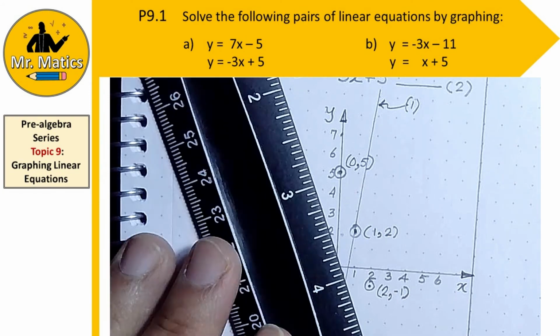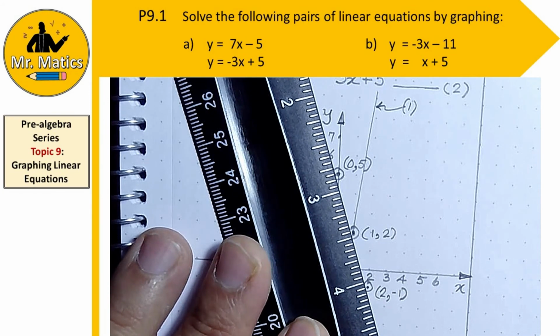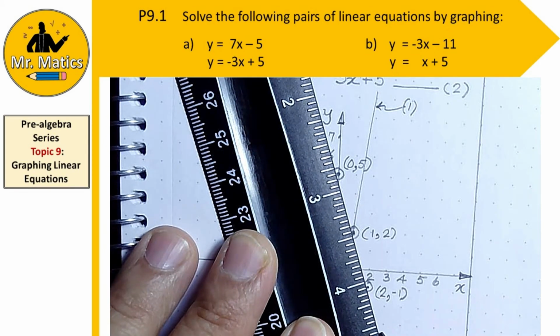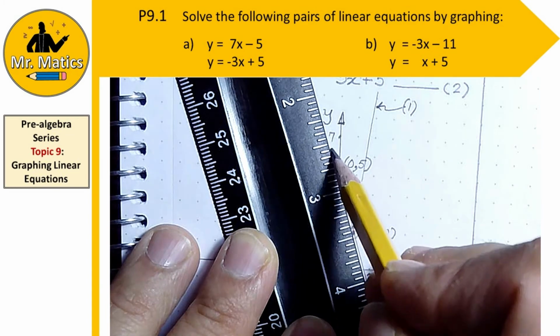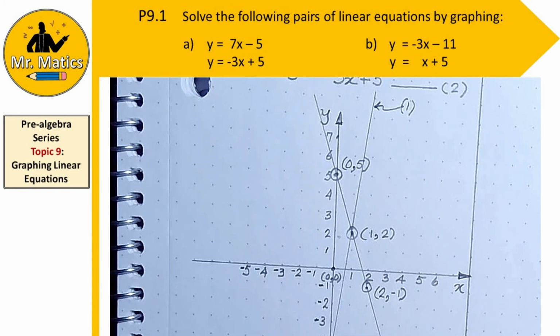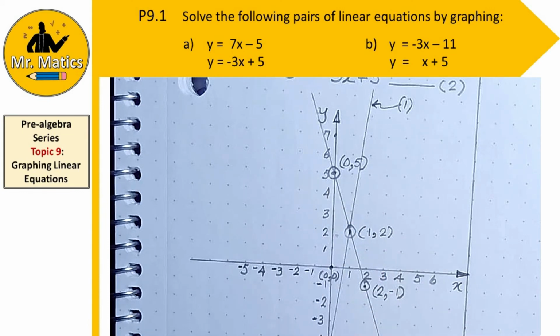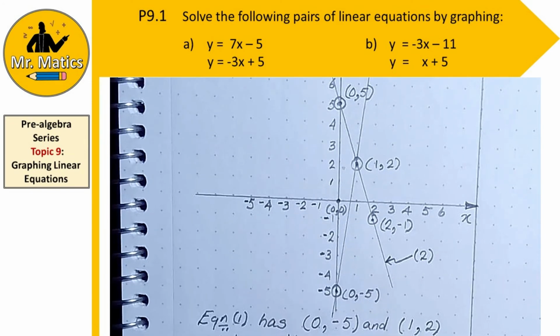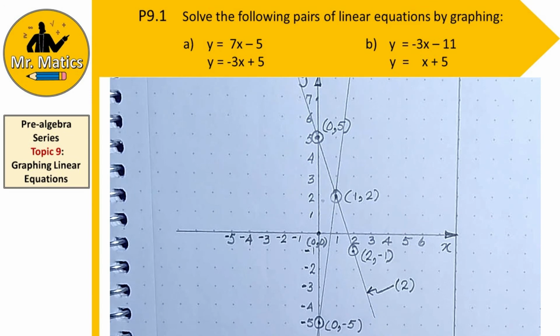So let's do that very carefully. This is one thing to note. If you are solving by the graphing process, you have to be very careful in drawing the line. If the line is slightly off, you might find intersections at a different point. Okay, and this is equation 2 or line 2.